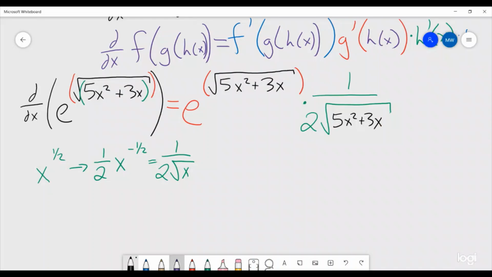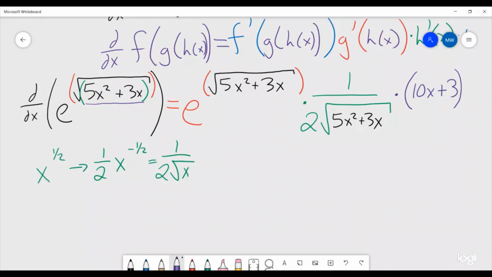And then lastly, we need to multiply by the derivative of this insidemost function, which is a function that we can evaluate its derivative directly. So we are then going to multiply this by the derivative of 5x squared, so that's a 10x, plus 3. And that is going to be the derivative of this function.